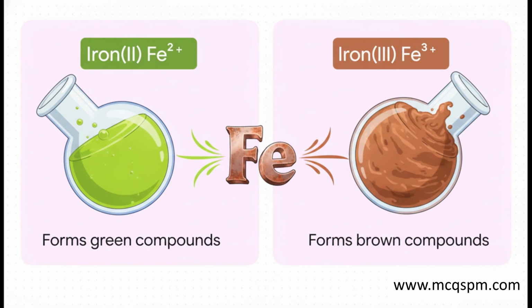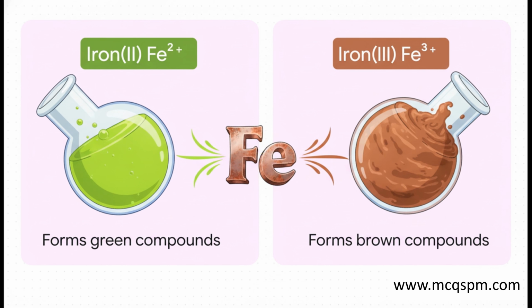Let's stick with iron. It's the perfect example. On the left, you see iron playing the role of the iron(II) ion, or Fe2+. This guy usually forms green compounds. But then, on the right, it's playing the role of the iron(III) ion, Fe3+, which makes those rusty brown compounds. It's the same element, just in 2 different states, giving you totally different colors and properties.